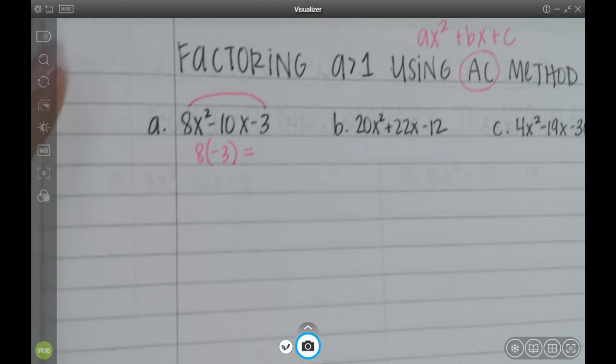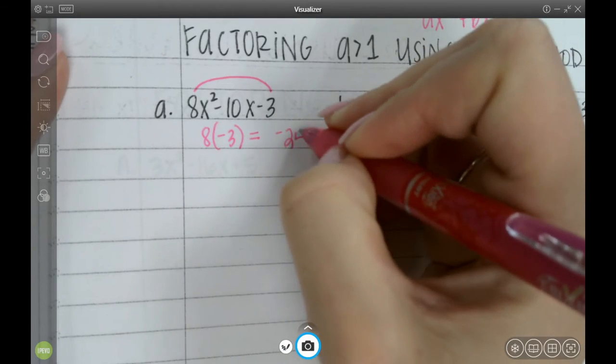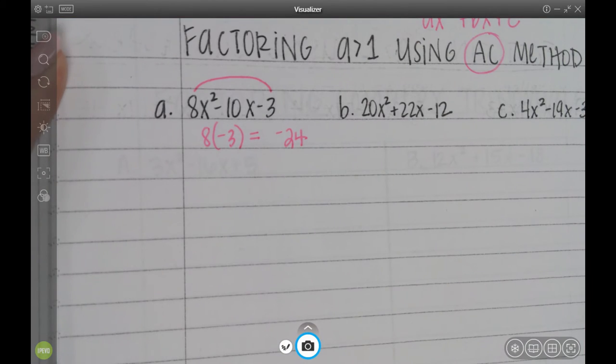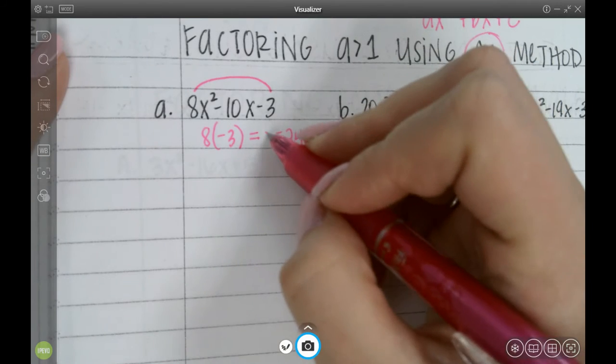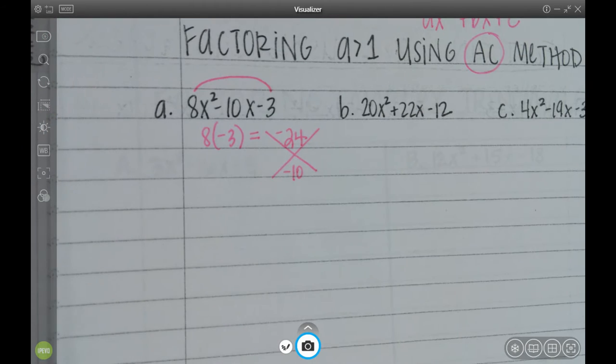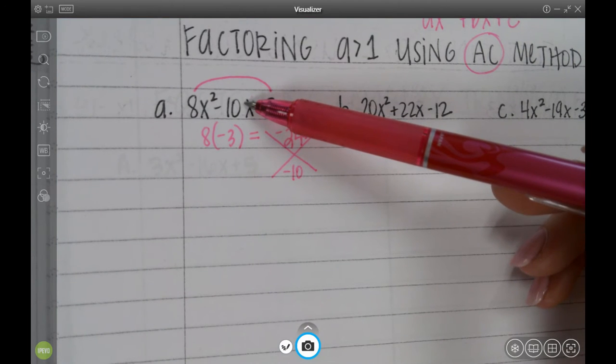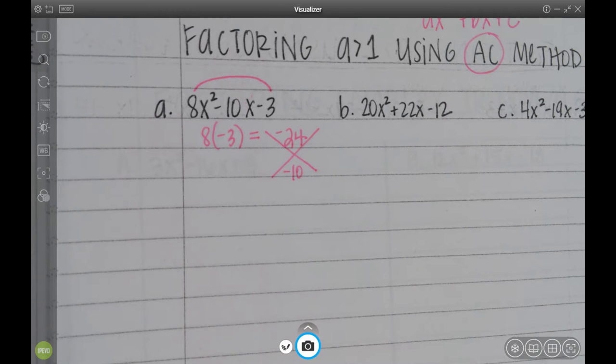What is that? Negative 24. Now I'm going to use that negative 24, and I'm going to find factors of negative 24 that add to give me negative 10, which I pulled from the middle term. Similar to what we did when there wasn't a number in front of the x squared. So what are factors of negative 24 that add to give you negative 10?